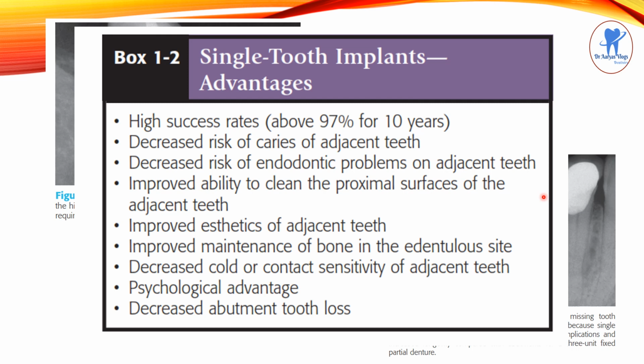What are the advantages of single tooth implants? High success rates, above 97% for 10 years. Decreased risk of caries and endodontic problems on adjacent teeth. Improved ability to clean the proximal surface of adjacent teeth. Improved aesthetics of adjacent teeth. Improved maintenance of bone in the edentulous site. Decreased cold or contact sensitivity of adjacent teeth. Psychological advantage. Decreased abutment tooth loss. These are the various advantages regarding single tooth implants.